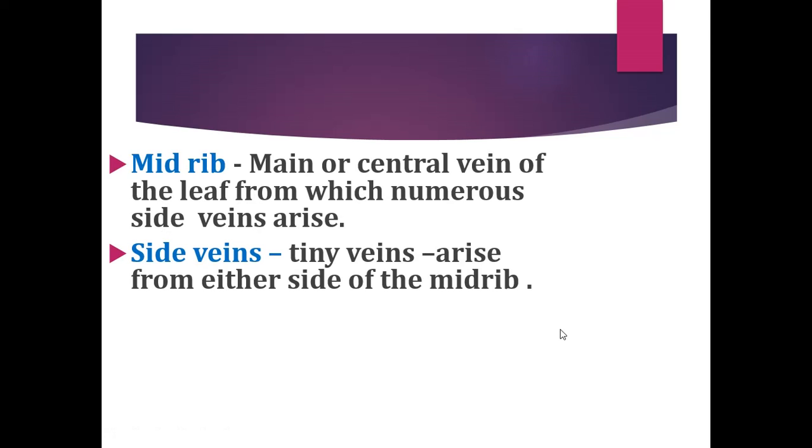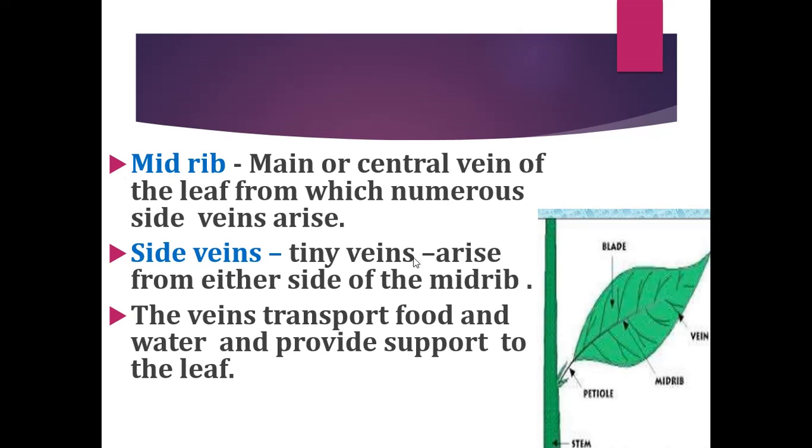Now midrib. What is meant by midrib? It is the main or central vein. It is called as midrib. So this is the midrib which is the main or central vein of the leaf from which numerous side veins will be coming. Okay, so the main or central vein of the leaf is called as midrib from which the side veins will arise.